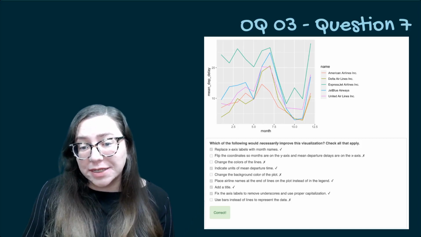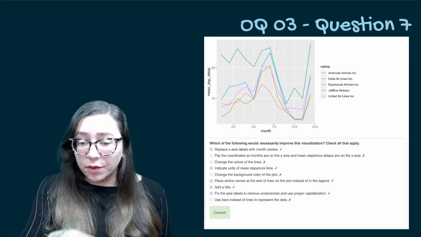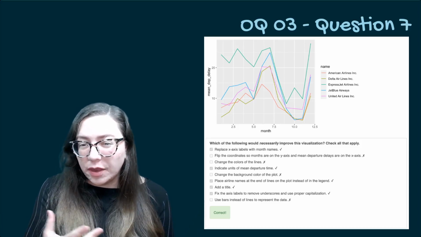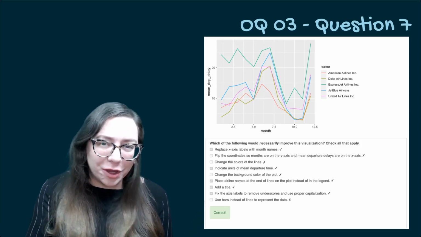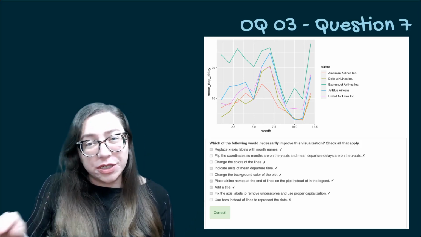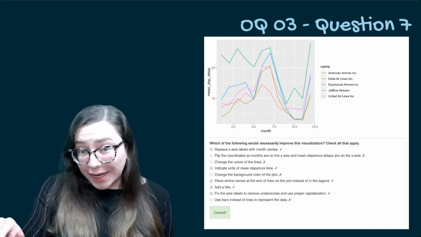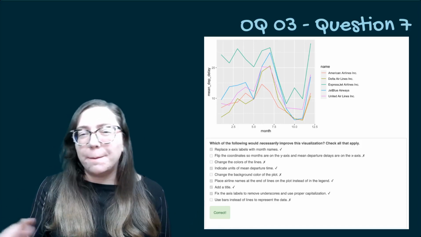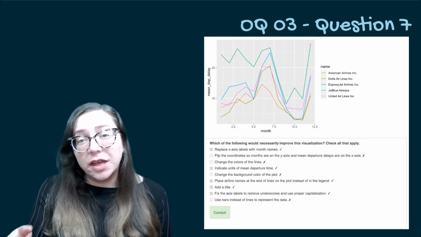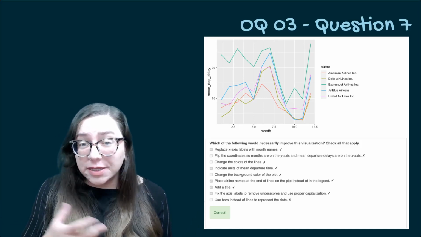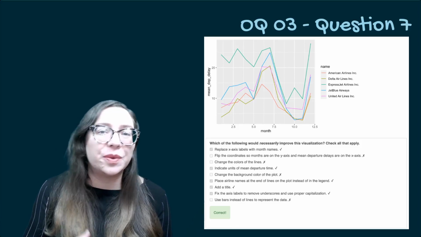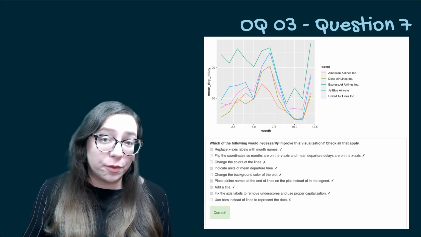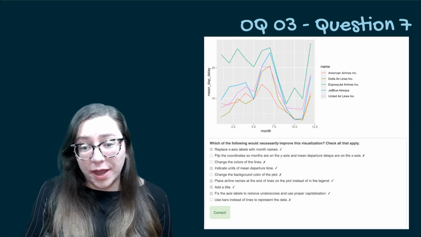One of the ones that's not checked is the one that says flip the coordinates, so months are on the y-axis and mean departure delays are on the x-axis. I think that this actually would make the plot more confusing as opposed to improve it. Usually when we have a time variable, we like seeing that on the x-axis since that looks like a timeline. So you should always think about years, months, or any sort of time of day variable appearing on the x-axis. This is not a rule that is 100% of the time true, but I can imagine many situations where that would be a preferred visualization over putting time on the y-axis.